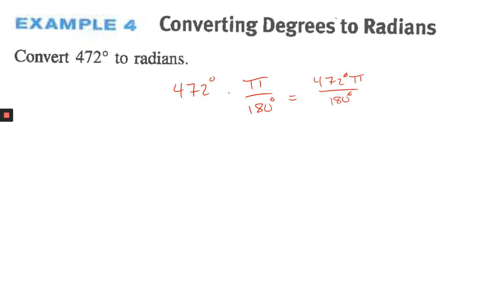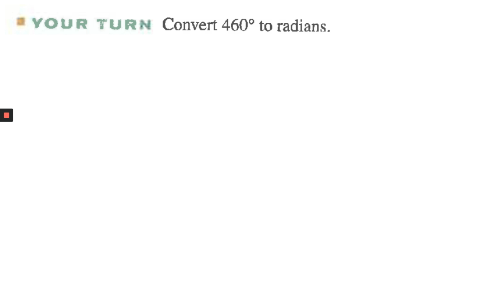And so now let's reduce this. 472, 4 goes into that. That's 118. And 180 divided by 4 is 45. And does 3 go into both of those? No. Let's see what else. 9 and 5. 9 doesn't go in, and neither does 5, so that is reduced. 118 pi over 45.